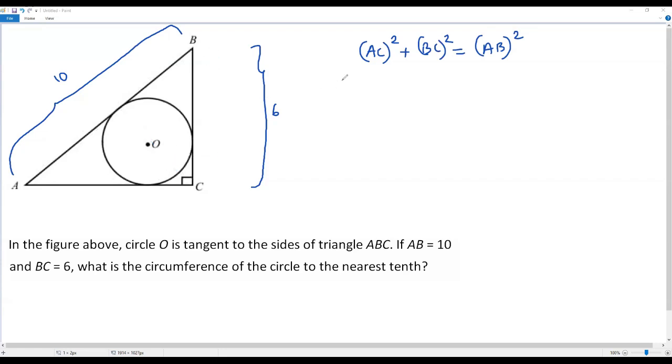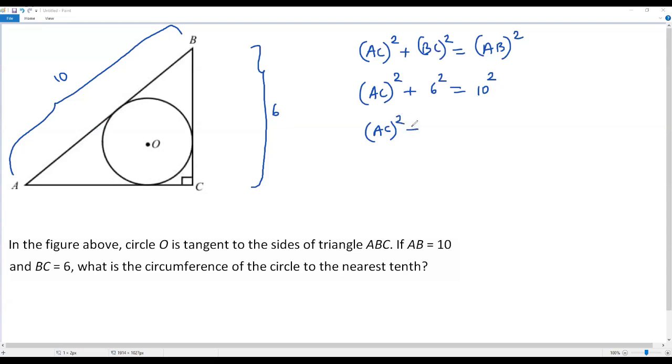I squared the two legs AC and BC and added them. So it must be equal to the square of the hypotenuse, that is AB squared, according to the Pythagorean theorem. Okay, for AC, I do not know the length, so let me keep this AC as it is. For BC, I know the length, it's 6. It's given in the question itself. And for AB also, I know the length, that's 10. It's also given in the question.